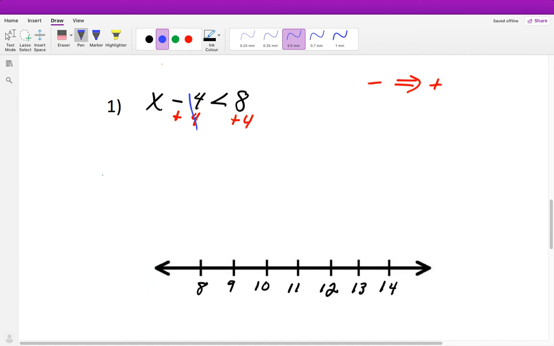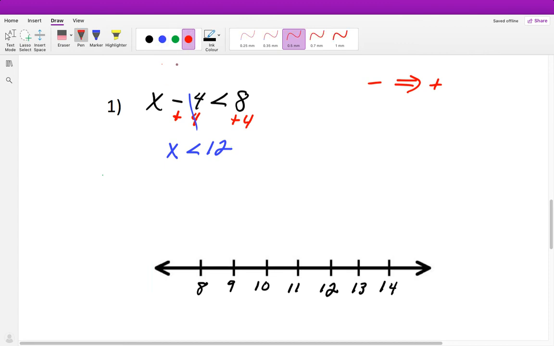We know that negative 4 plus 4 is 0, so it just gives me x plus 0, or x. Our inequality does not change, and 8 plus 4 is equal to 12. So now we have x is less than 12. Once you isolate your variable, now we can graph. We can't graph until we isolate our variable.